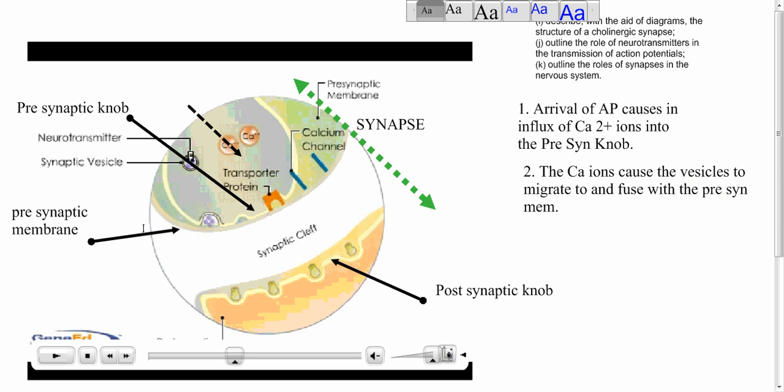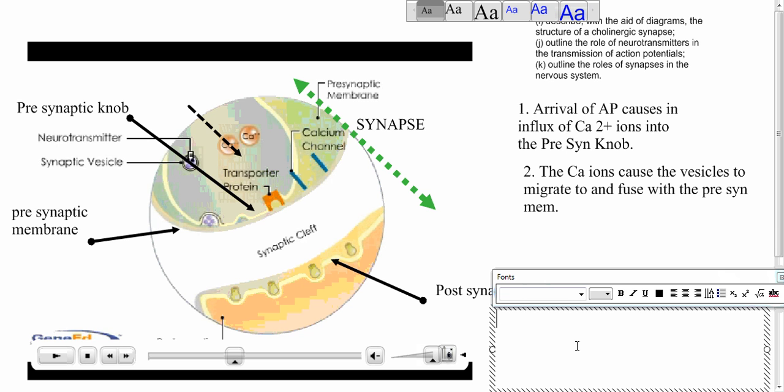Now these, as I said before, these vesicles are full of the neurotransmitter. The neurotransmitter can be any one of a number of different substances. I'm just going to label them down here. So these are our neurotransmitters, and I'm just going to list a couple of them. A typical one that you will come across is something called acetylcholine, which is often abbreviated to ACH. So that's the chemical, that's the purple blobs inside the vesicle.